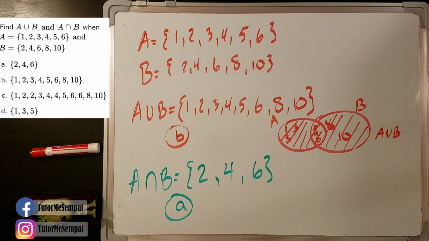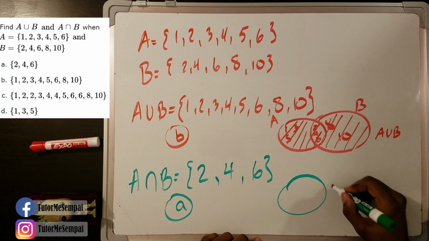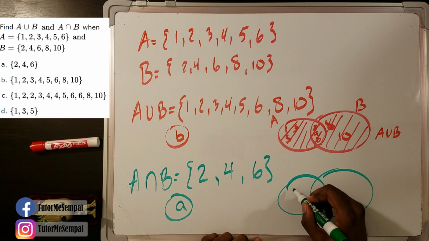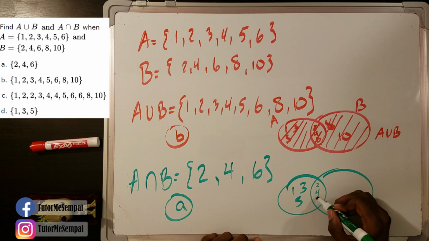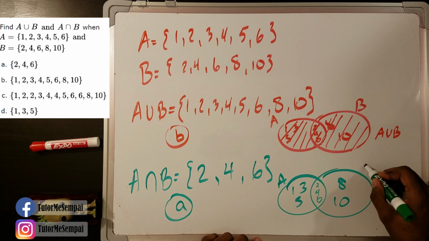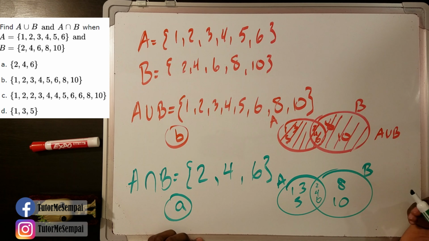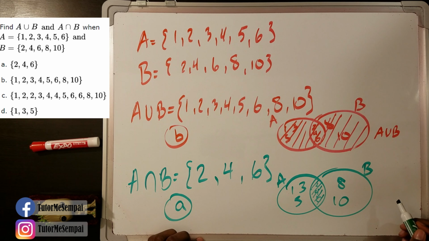How about this intersection? Well, we're going to write the same thing. So it's going to be 1, 3, 5, 2, 4, 6, 8, 10. This is A, this is B, and the shaded region is going to be this intersection here. So this is going to be A intersect B.